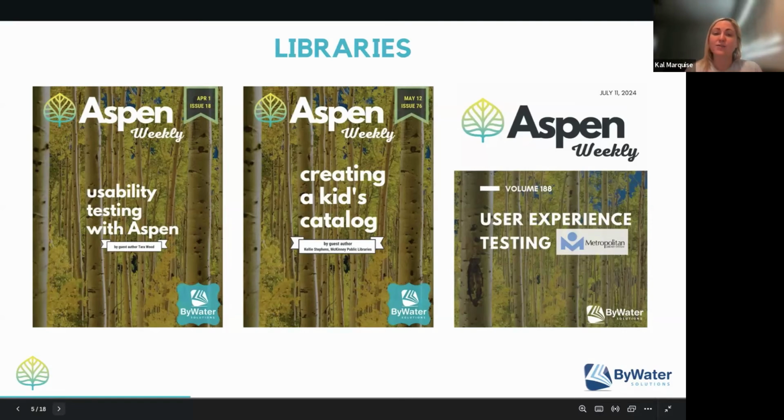Speaking of diverse end users, McKinney Public Libraries was one of our first libraries to create a separate custom kids catalog within Aspen. Kelly Stevens shared how she did this. She also did a presentation, or McKinney did a presentation last year at Aspen Con on how to do this. And now we support dozens and dozens of custom kids catalogs.